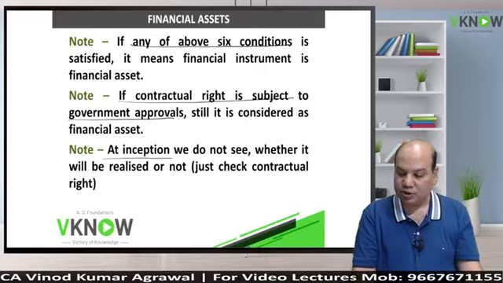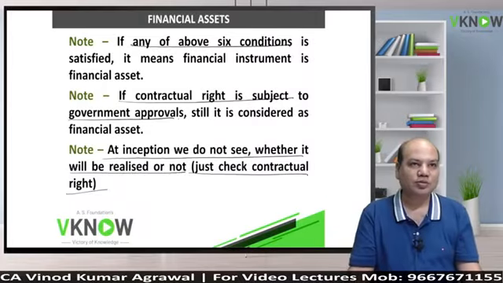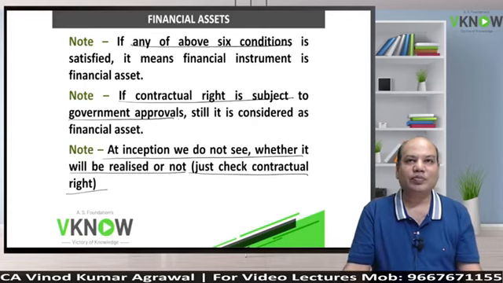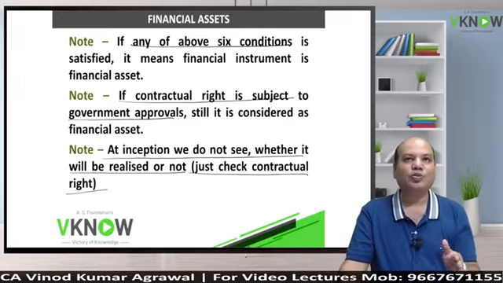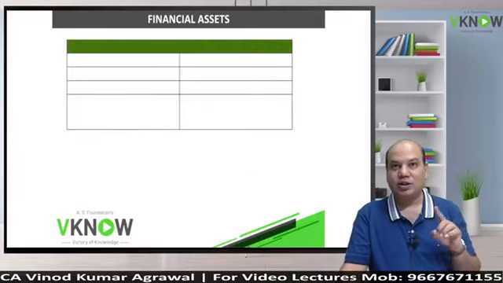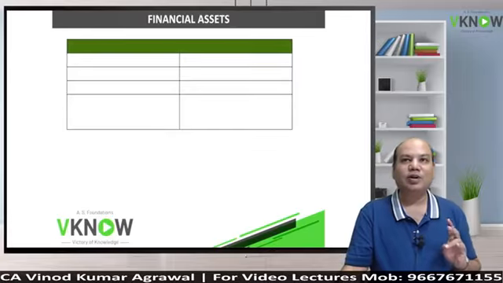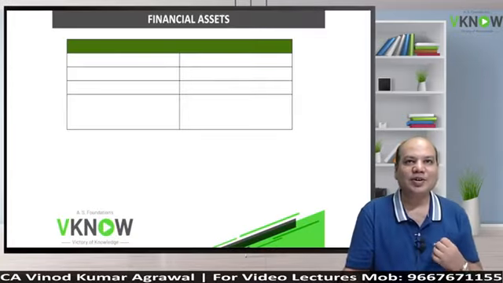At inception, we do not see whether it will be realized or not. We have to just see, do we have the contractual right to receive cash or not? If the answer is yes, it is a financial asset. And if there is an uncertainty about collection, the standard will also tell you to provide impairment loss, but that is in the next topic. The moment there is uncertainty about its recoverability, then you can recognize the impairment loss. How to compute impairment loss on financial asset? Next chapter will tell you.